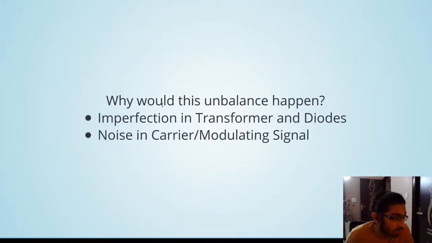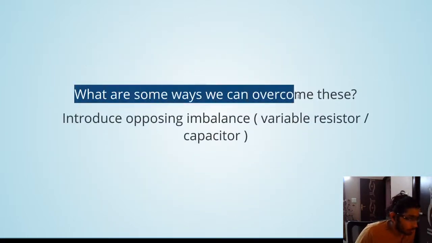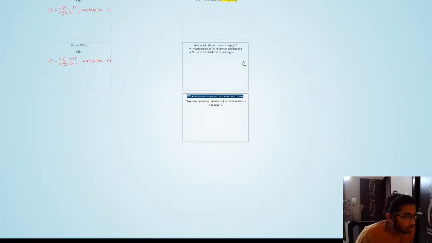Why would this imbalance happen? Well, there can be imperfections in the transformers and the diodes. There can be noise in the carrier or the modulating signal, which can lead to erroneous results. What are some ways that we can overcome these? We can introduce an opposing imbalance, either a variable capacitor or a resistor in the path of the signal. That is how we can overcome these.